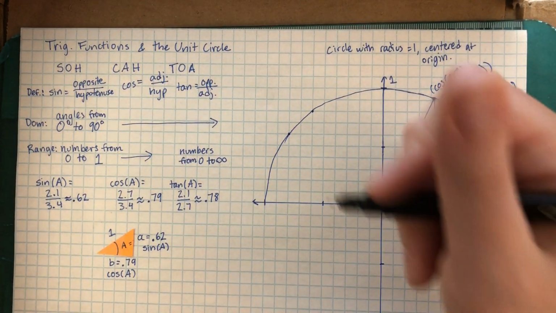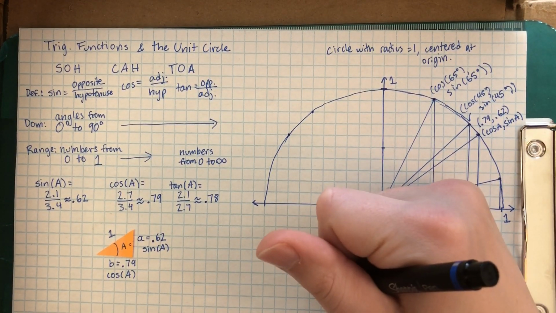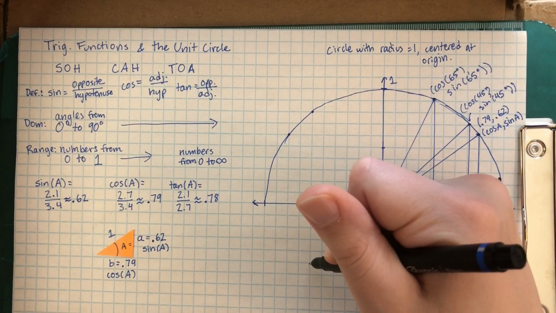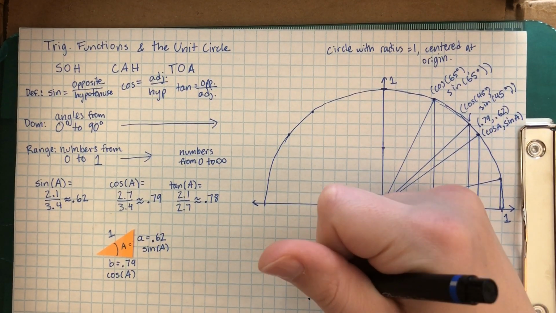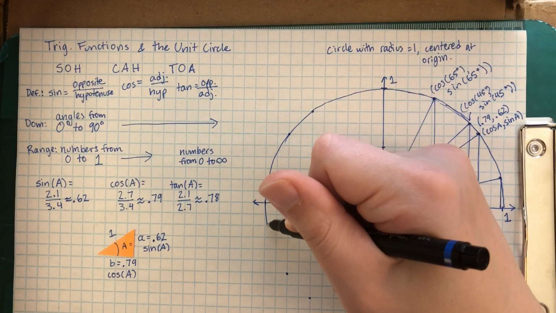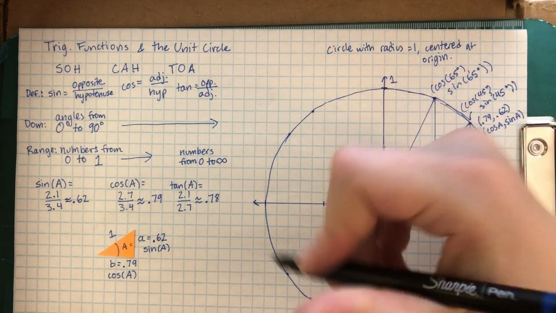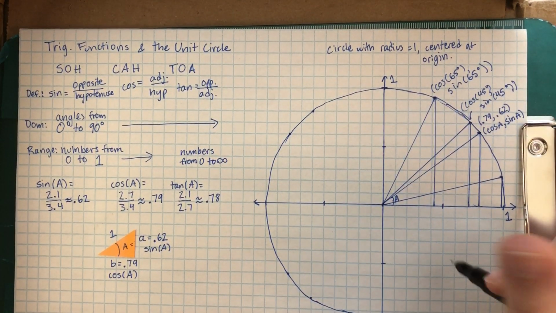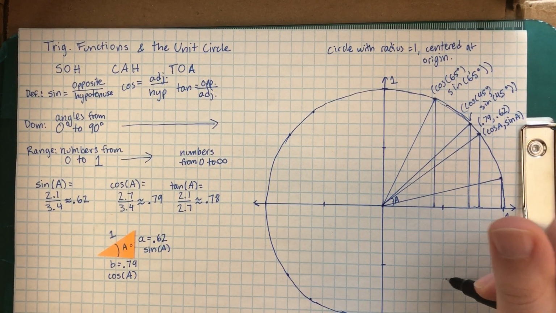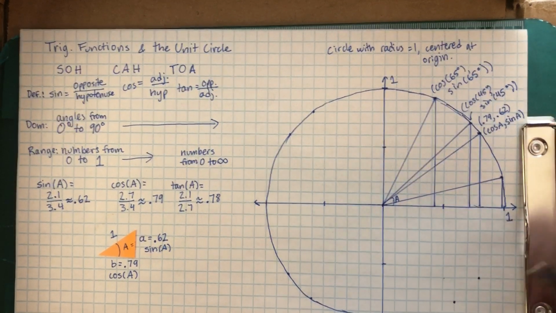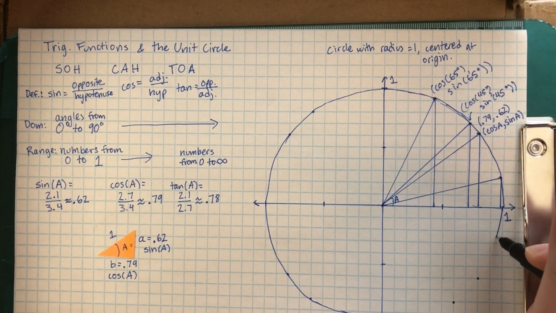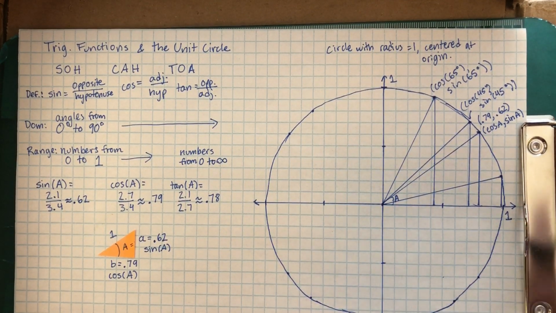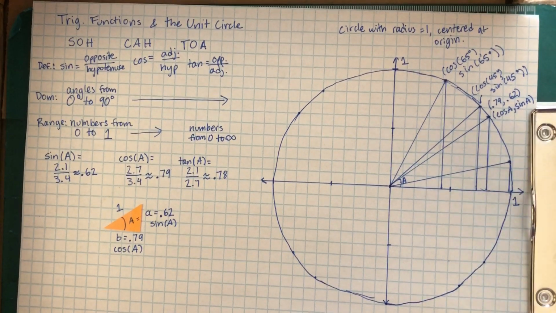Oh, that's not bad. 0.6, 0.8. Did I do this right? Yeah. Okay. Oh yeah, this one's all the way down here. All right, not too bad. So this is the whole unit circle.